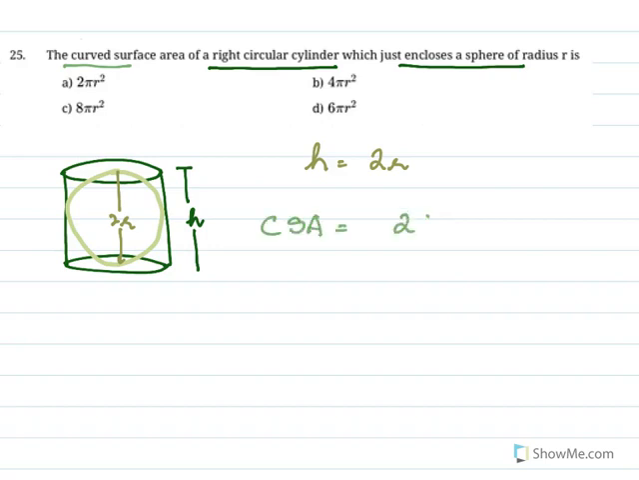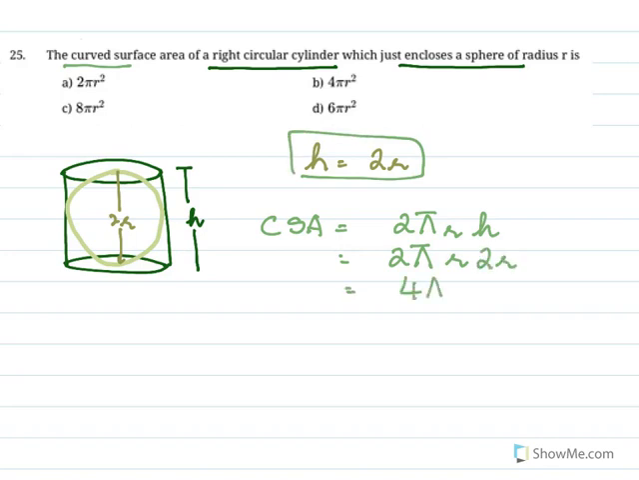CSA is 2 pi r h. So 2 pi r. Now for h, I'm going to put 2r. So this becomes 4 pi r square. So this is the right answer. 4 pi r square is the CSA of the cylinder. For the h, we put 2r.